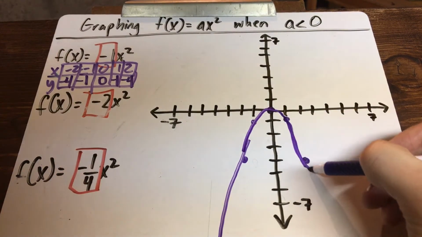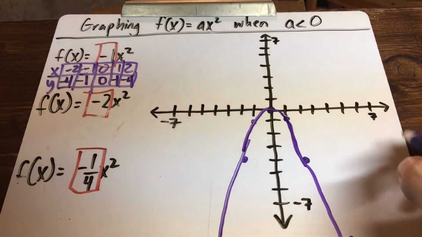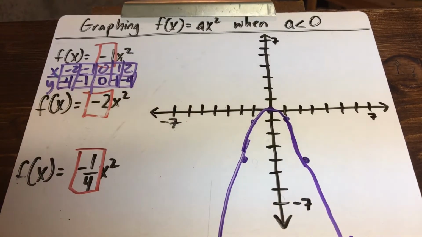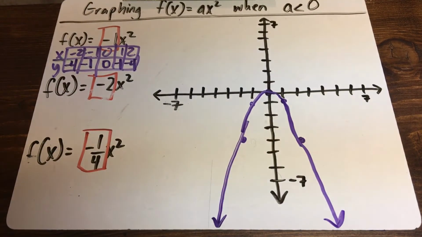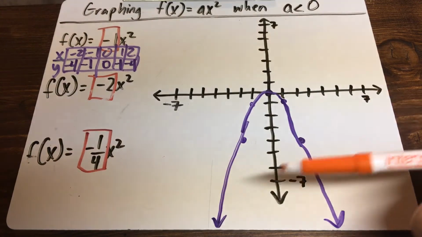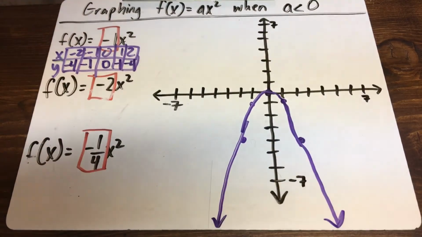Whoa, all of them over here. Okay, this is the basic one. This is the normal one. Let me back up, there we go. How about that? That is the parent function for the negative, right? This is a reflection of the one we had on the other board, right?